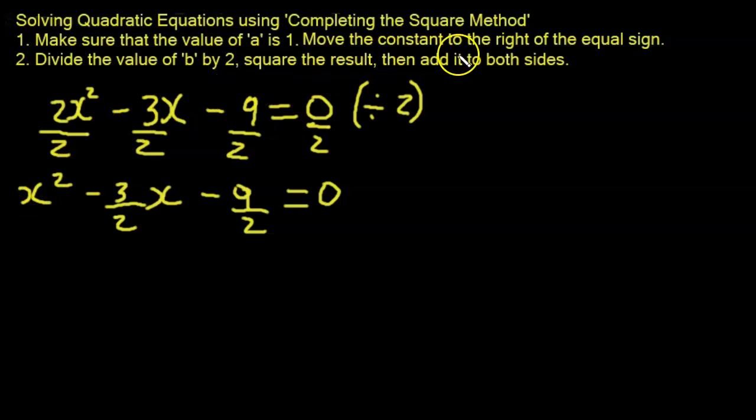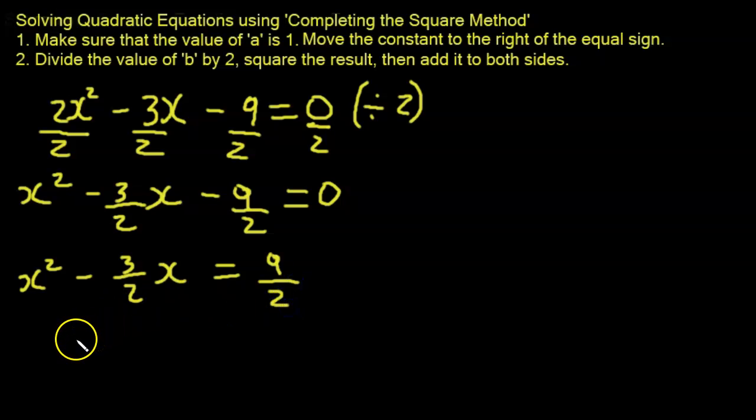We also need to move the constant to the right of the equal sign. And the constant there is negative 9 over 2. So let's move that. So positive 9 over 2. And then divide the b value by 2. What's the b value? The coefficient of the x, right? Which is negative 3 over 2.